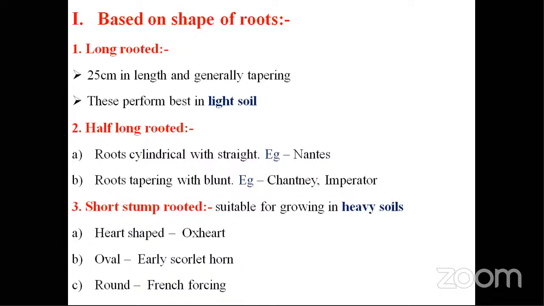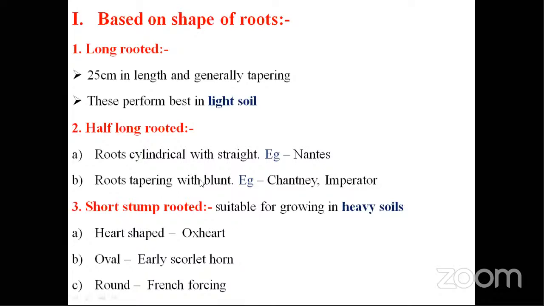Next, half long rooted means roots are generally cylindrical to tapering at the end. That means the tip region, they are not very long. Half long type, as the name says, is half long. It is not as long as the long rooted varieties. Half long will be almost 15 centimeters or around 15 centimeters, and these roots have two types. Either the tip is cylindrical in nature or the tip is round in nature. If cylindrical tip, then the example is Nantes, and for tapering or blunt, we have Chantonnay and Imperator as varieties.